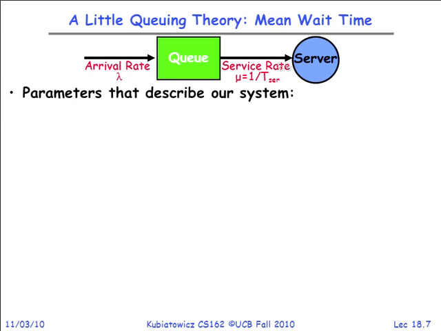Basically here, the average service time is how long on average it takes. And so we're going to talk about the service rate mu as 1 over the average time. So for instance, if the average time's a minute, the service rate is 1 per minute.